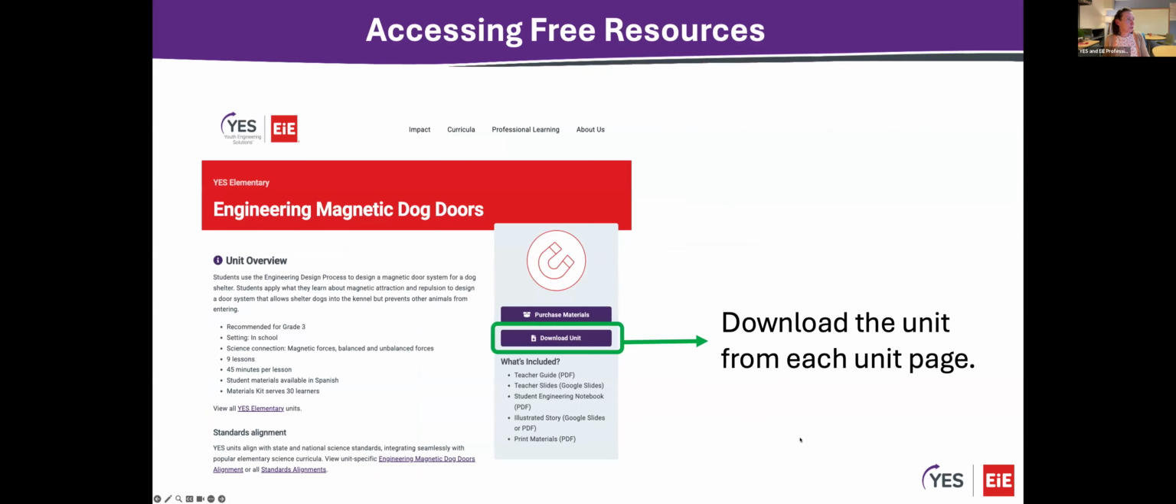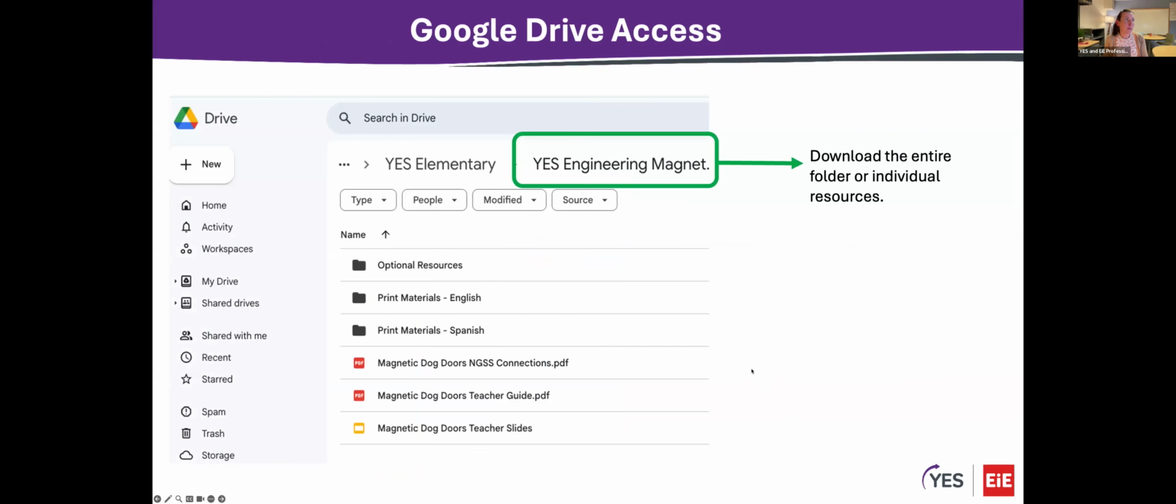And so we do have resources to help you figure out how to download all of this. But again, let's say you wanted to do magnetic dog doors. You would go to that web page, you would select that unit, and then you would just download the unit from each of those unit pages. And you would eventually get to a Google Drive where you can either download the entire folder of all the resources, or you can download individual resources.